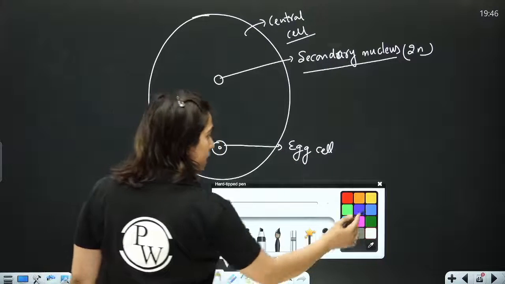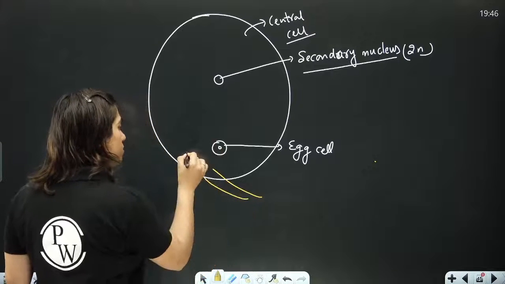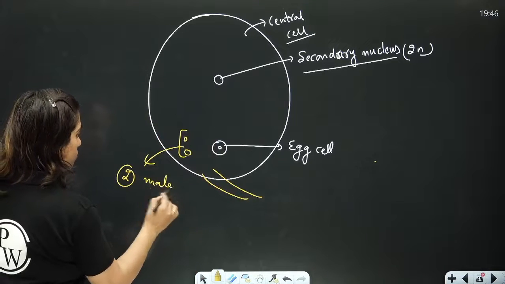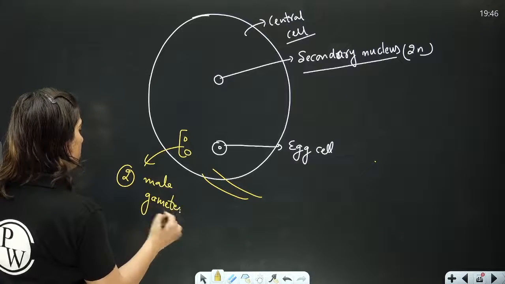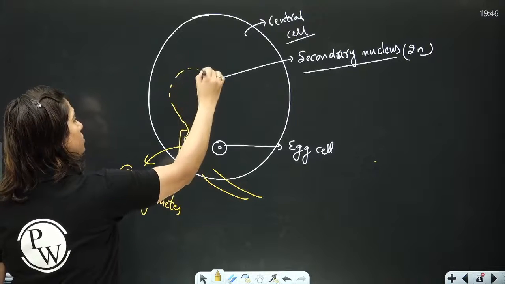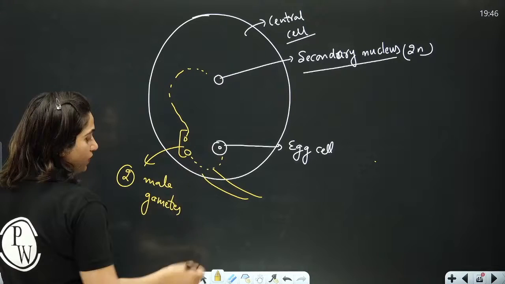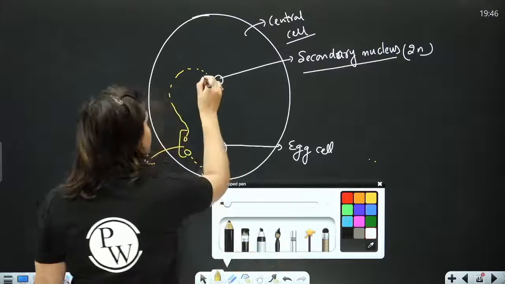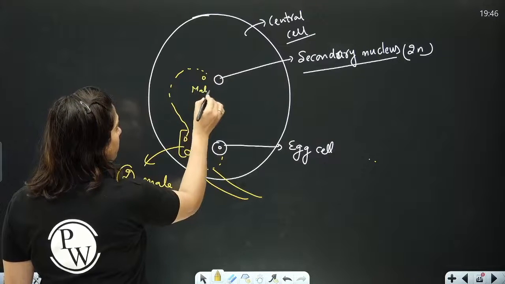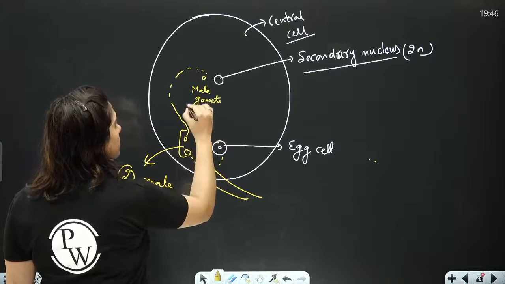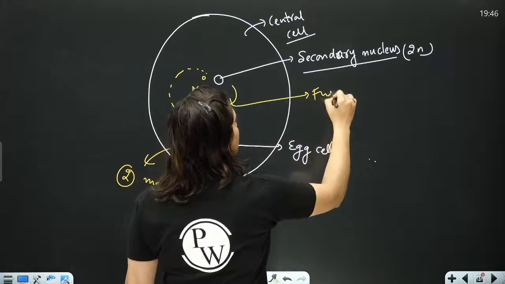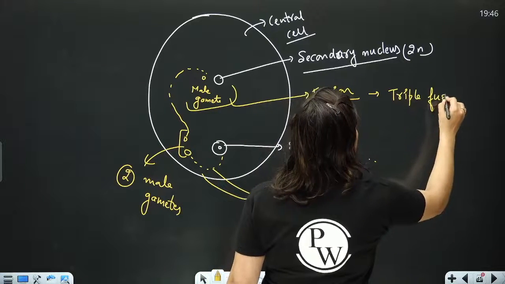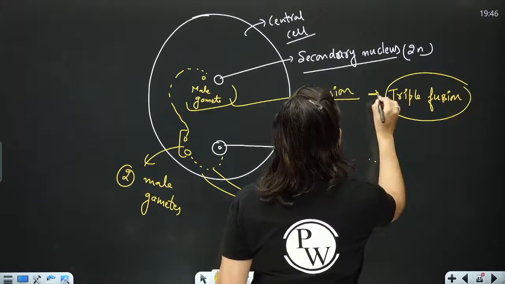Antipodals also degenerated, and the pollen tube has released two male gametes. These are the two male gametes which are present in the embryo sac. So one of the male gametes will fuse with the secondary nucleus, and one of the male gametes will fuse with the egg cell. So this is the male gamete and this is the secondary nucleus, and their fusion is called the triple fusion, right?